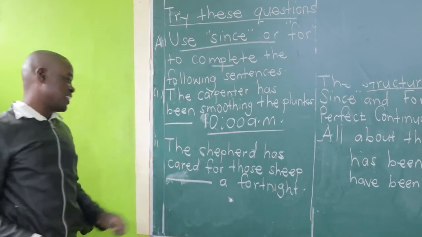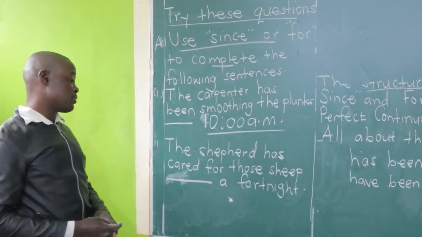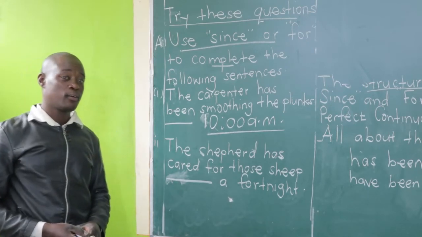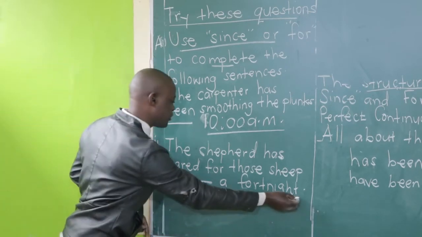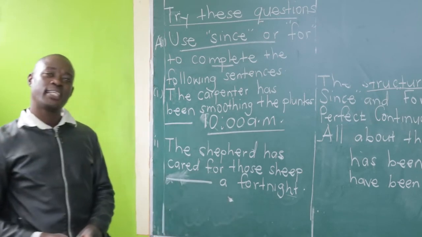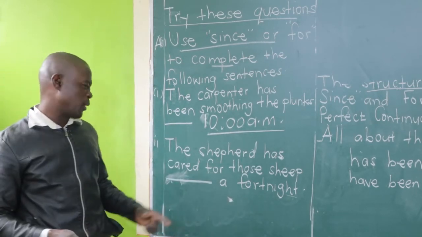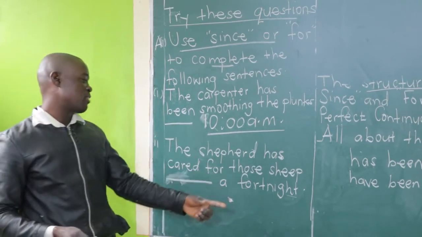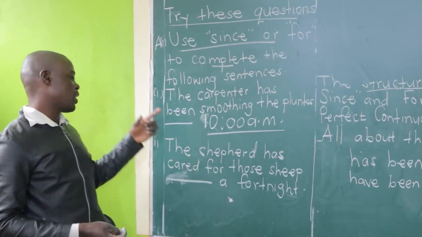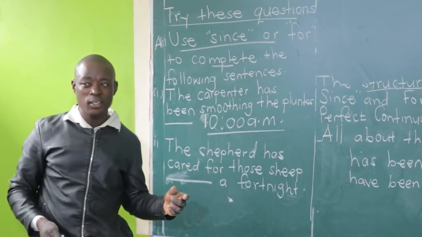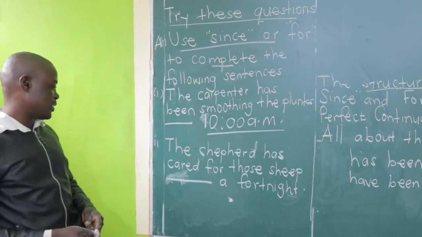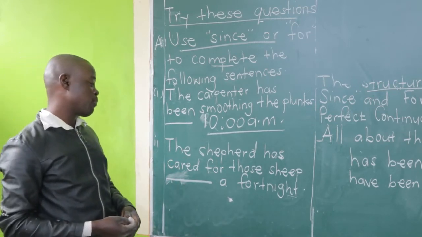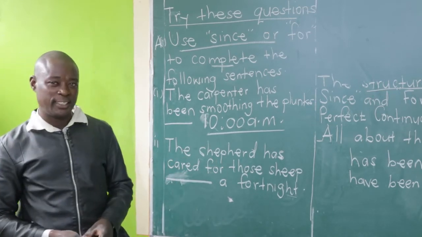Reading. The shepherd has cared for those sheep, dash a fortnight. Find out, is a fortnight a point of time? Is a fortnight duration? So, are we going to say the shepherd has cared for those sheep for a fortnight? Or are we going to say the shepherd has cared for those sheep since a fortnight? It's up to you.